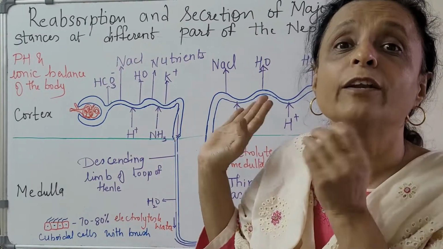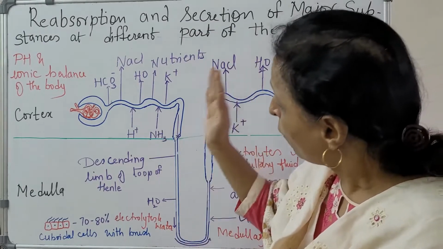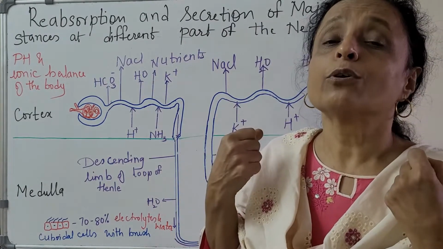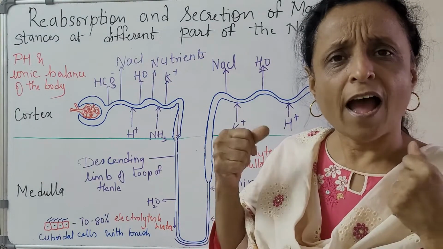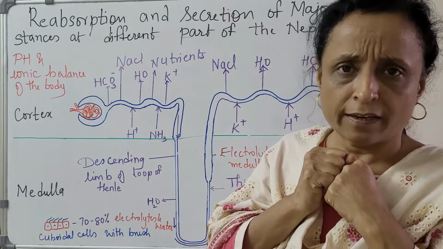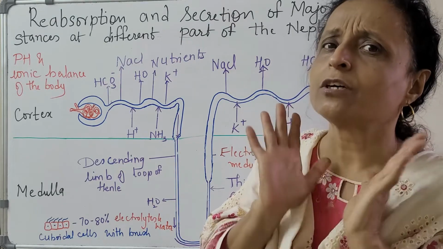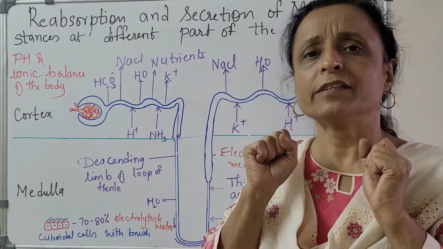What is inside? Only the electrolytes, hydrogen, sodium, potassium. Only the electrolytes are present in it. So now it has become concentrated. Water is out and electrolytes are inside. Very less water and more electrolyte. So it is concentrated. Here in the descending limb, it has become concentrated.